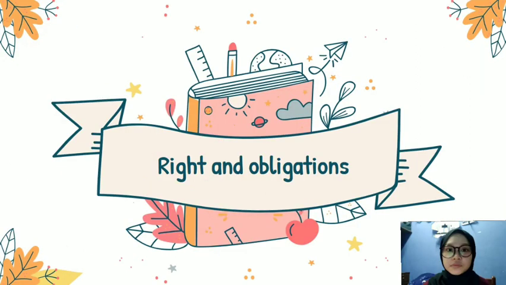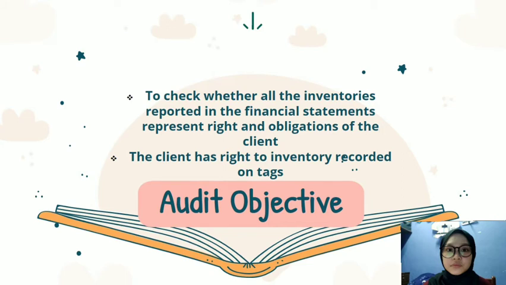Now I'm going to explain the assertions for right and obligation for inventory. The audit objective for right and obligation is to check whether all the inventories reported in the financial statement represent rights and obligations of the client. The client has the right to the inventory recorded on text.